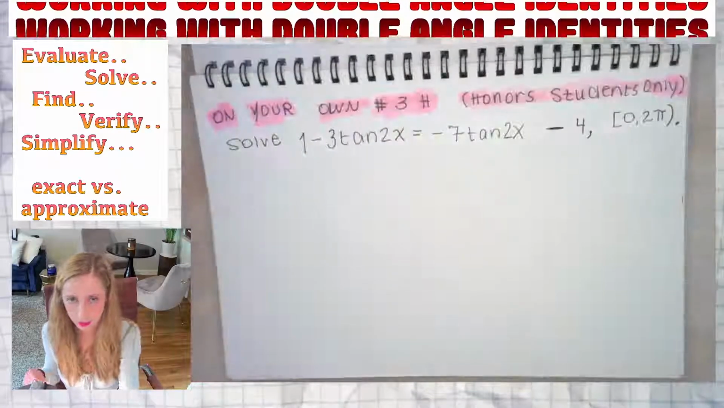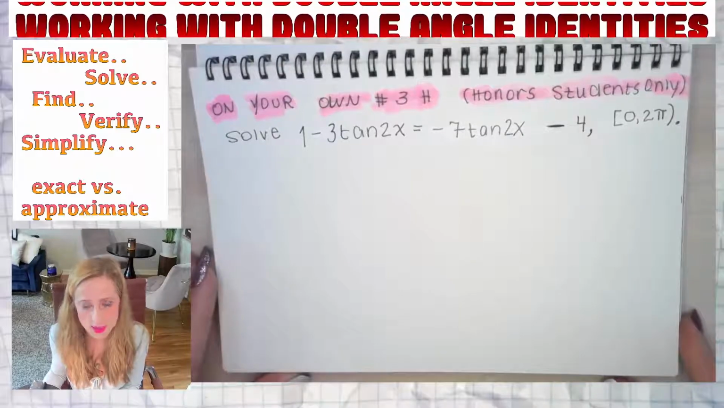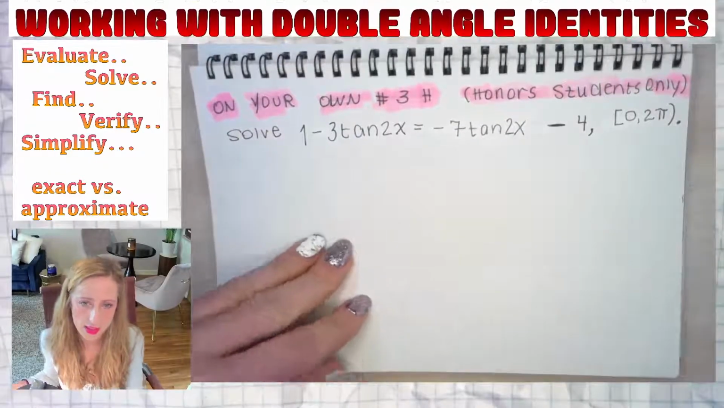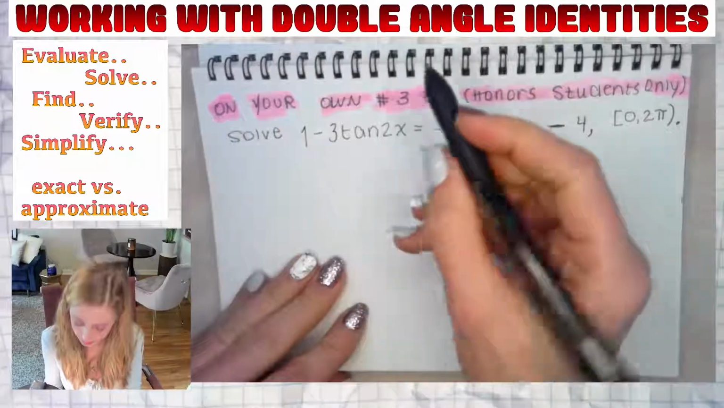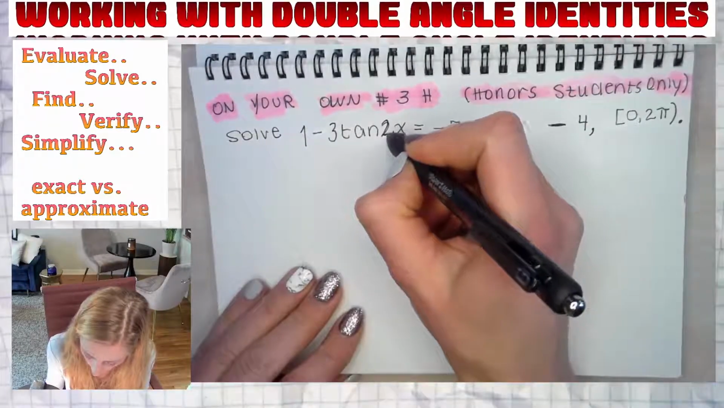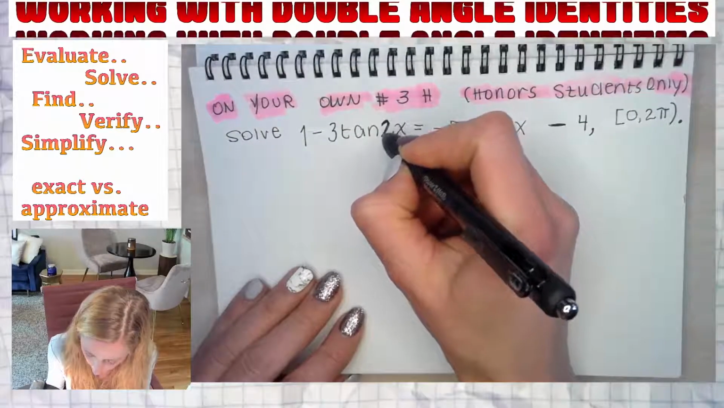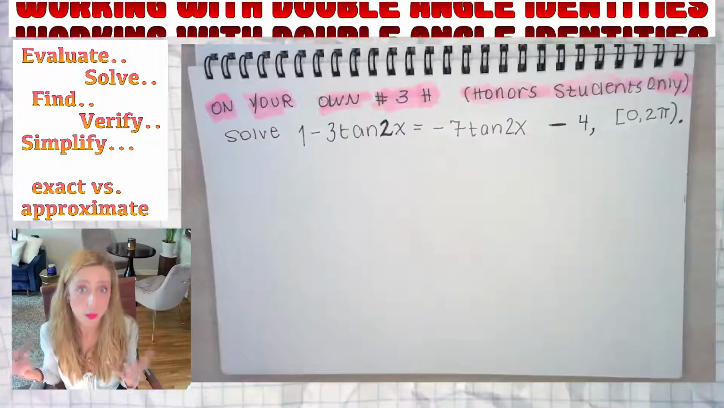additional problem. For honors, you're also going to solve this one. So 1 minus 3 tan squared, I'm sorry, not squared. Be careful how you write this because some of you are a little messy and your 2's might start floating and then they become squares, right?